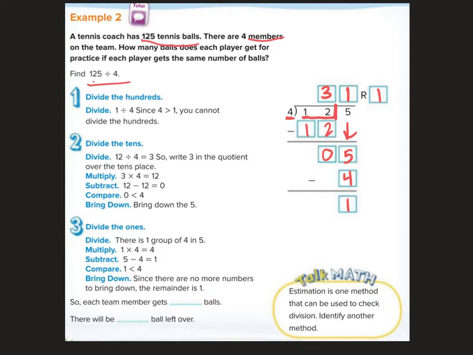So how many balls does each player get? They each get 31 balls. And then there's going to be 1 ball that doesn't go to anybody, right? Because they all have to have the same. So there will be 1 ball left over that does not get given to anybody.